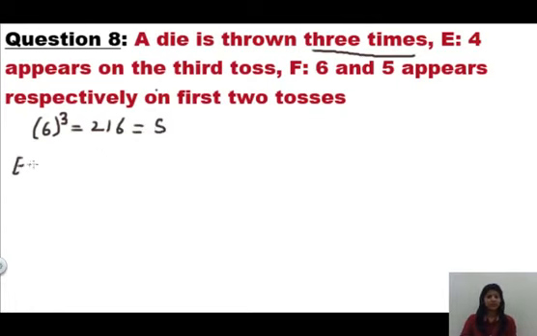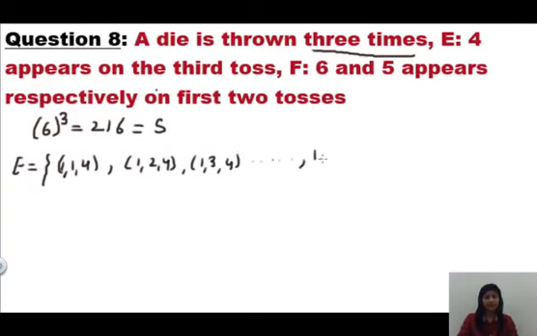Event E is defined as 4 appears on the third toss. So on the first and second it can be any, on the third toss it should be 4 only. So the possible outcomes are 1, 1, 4 like this. If I start with 1, then it will be 1, 2, 4, 1, 3, 4, up to 1, 6, 4. 4 should be there at the last, right?